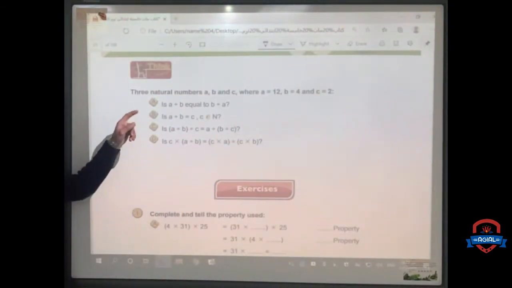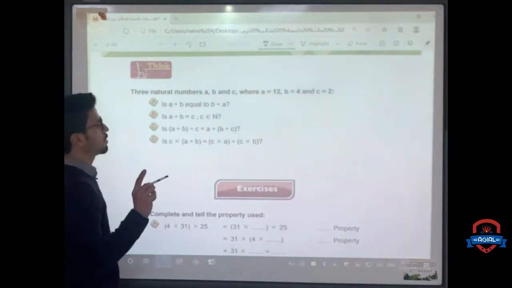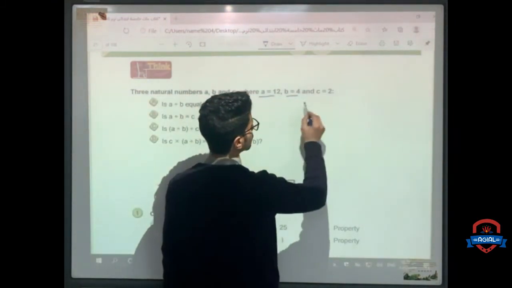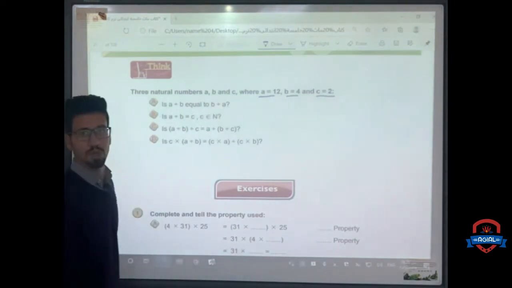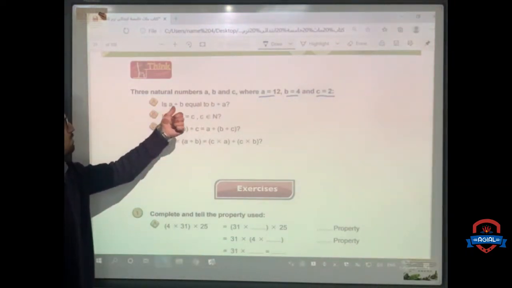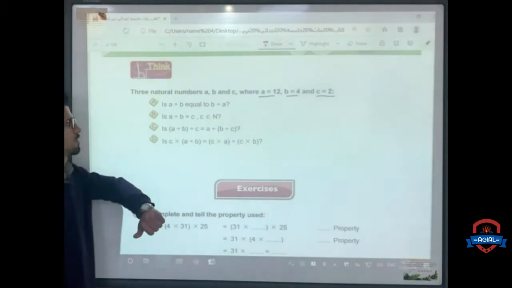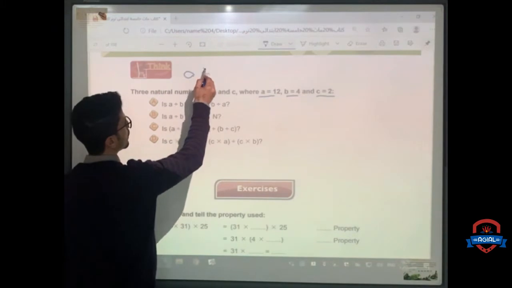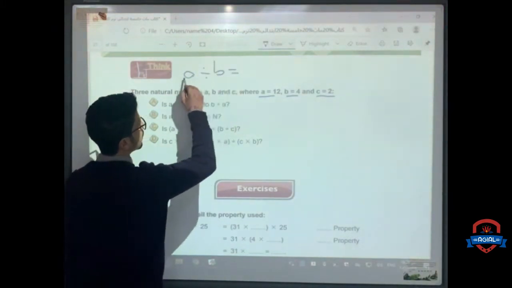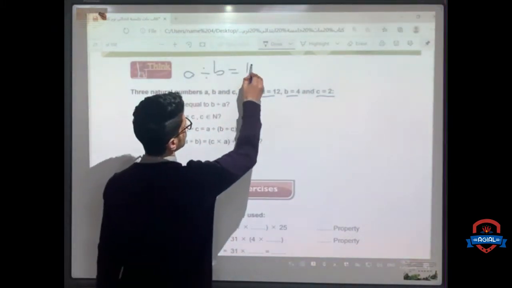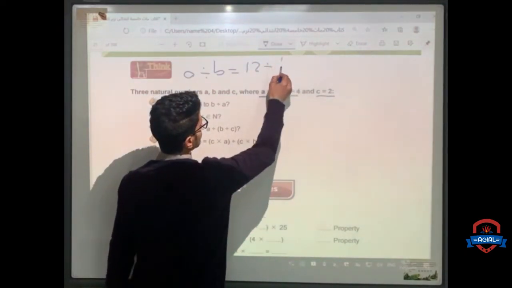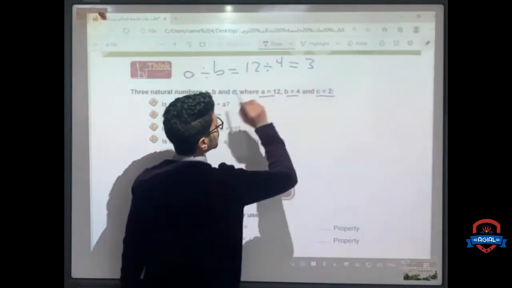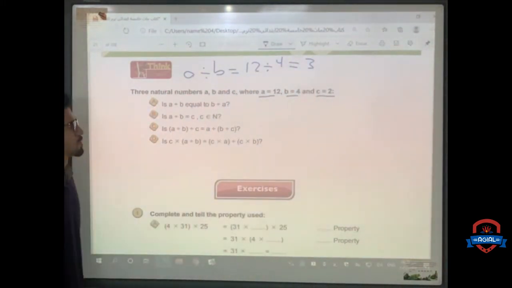We have in the first question 3 natural numbers a, b, and c, where a equals 12, b equals 4, and c equals 2. And letter A, is a divided by b equal to b divided by a or not? So we have to find a divided by b, where a equals 12 and b equals 4. So we have 12 divided by 4 equals 3.